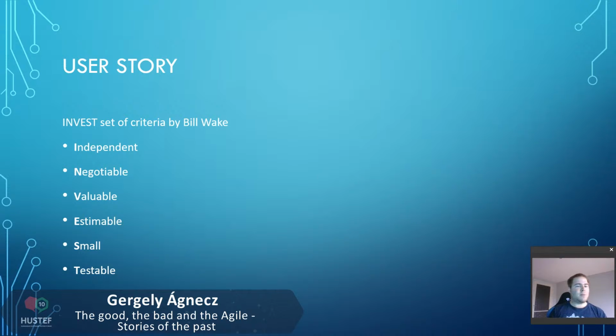From these points, in my opinion, the most important ones are negotiable, independent, estimable, and testable. I mentioned just 4 points, but honestly, all 6 points are important. From the QA side, the most important point is testable, and this means to have actual acceptance criteria. I will speak about that later, but I just wanted to tell it in advance.